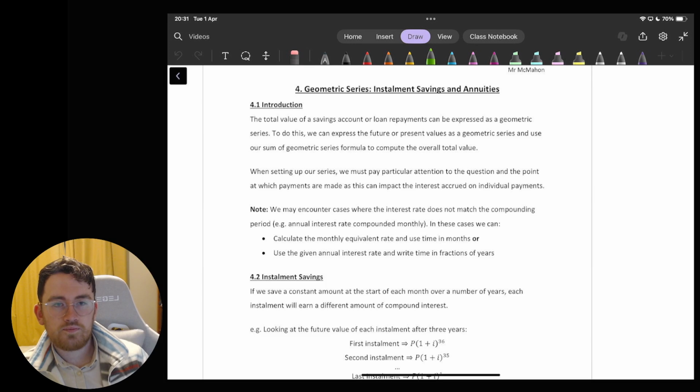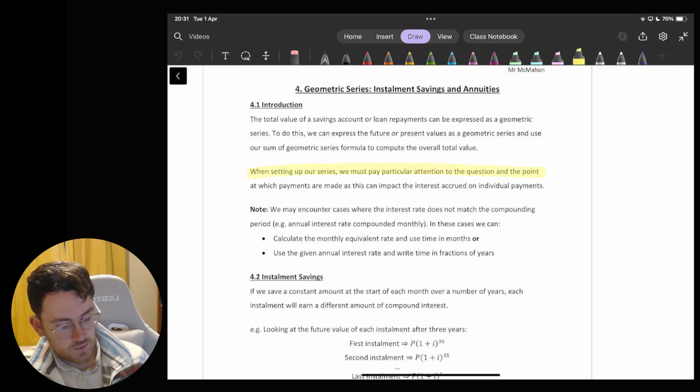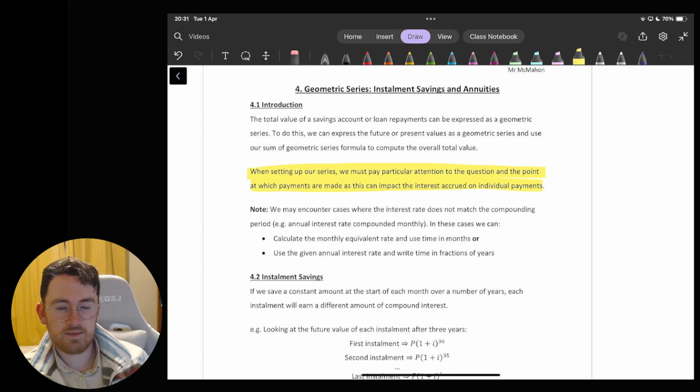So when we're setting up the series, we have to pay attention to at which point the payments are made, and that is a very important thing to note here. We will look at an example or two that highlight that. Where the payments are made has a big impact on the overall sum of the payments, and it also has an impact on the interest, because if a payment is made at the end of a month, for example, then it won't accrue any interest because it won't have been sitting there for a month's time, and that can come up when the investment ends or something like that.